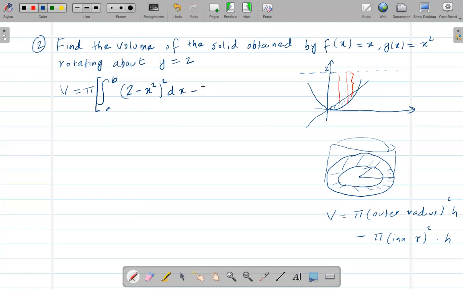minus the inner radius. Well, since we know the interval, right? We already found the interval in the last example, so 0 to 1. So similarly 0 to 1, so the inner radius is now this x line, right? So that will be 2 minus x, and take the square of that.